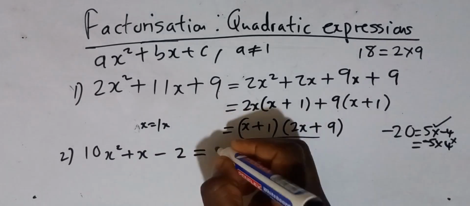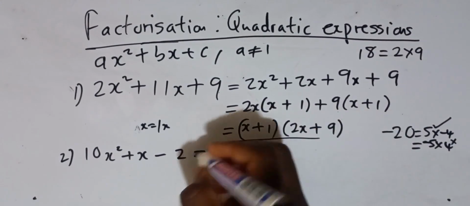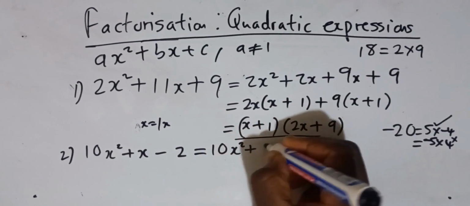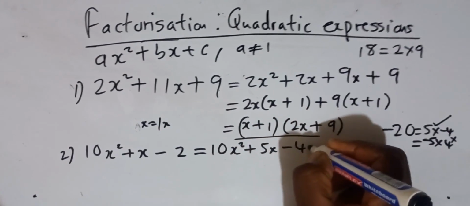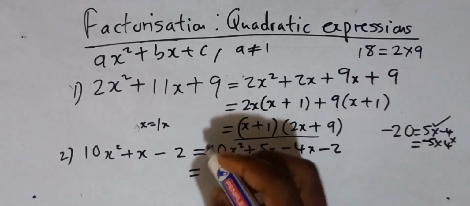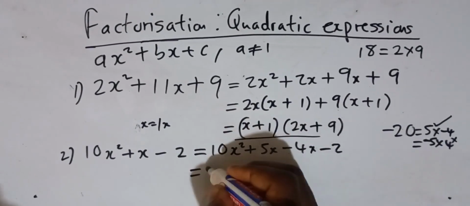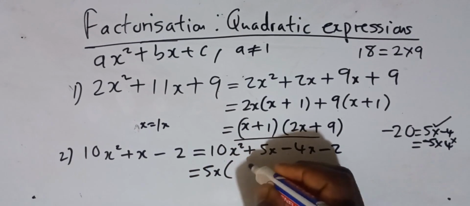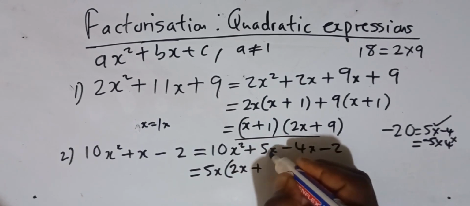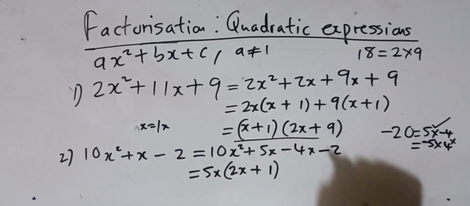So we now expand the middle term, which is in x, using those two numbers. So we are going to have 10x squared plus 5x minus 4x minus 2. Then we factor out 5x, which is common to these first two terms. If we factor out 5x, where there is 10x squared, we remain with 2x plus. Where there is 5x, we remain with 1.